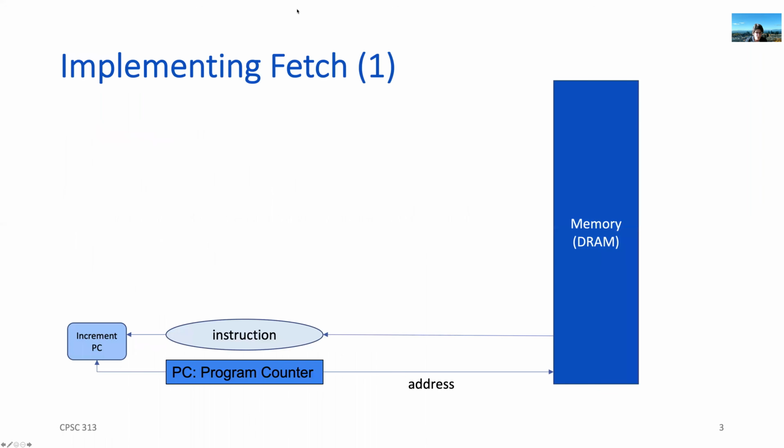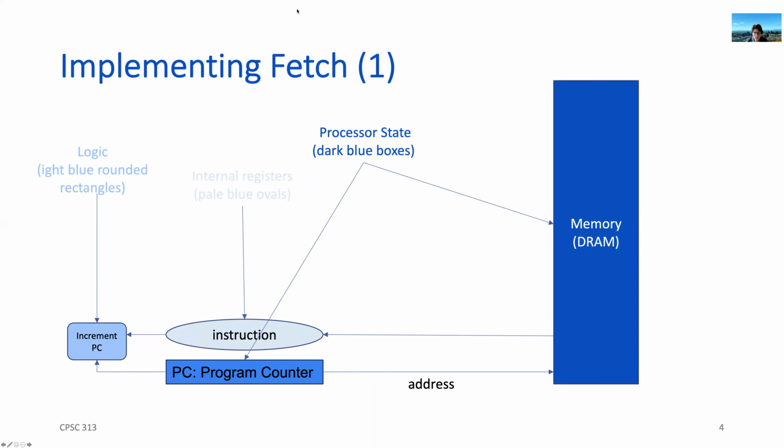So let's begin. We have memory and we have a program counter. And what we're going to do is use the value in the program counter to read something from memory. And then we'll take what's in memory and load it into an internal register called the instruction. So in all the pictures that follow, we'll use these dark blue boxes for processor state. These are things you've seen before. The rounded boxes are going to be logic that we have to design. And then the ovals are going to be internal registers.